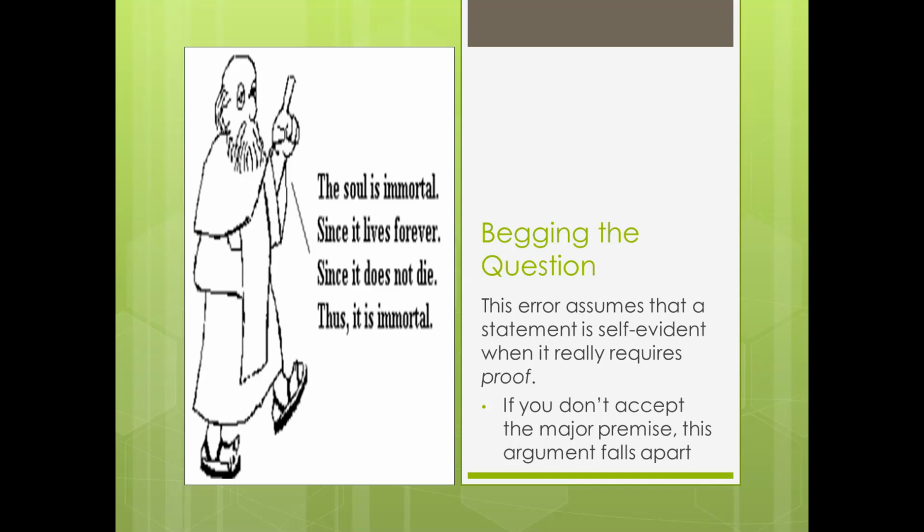So here we have an example of begging the question, right? The soul is immortal since it lives forever. Since it does not die, thus it is immortal. The error here assumes that a statement is self-evident when realistically it requires proof. A lot of times you'll see moral religious arguments based on premises that beg the question. Because if you don't accept a major premise, if you're an atheist, for example, the argument falls apart right away.